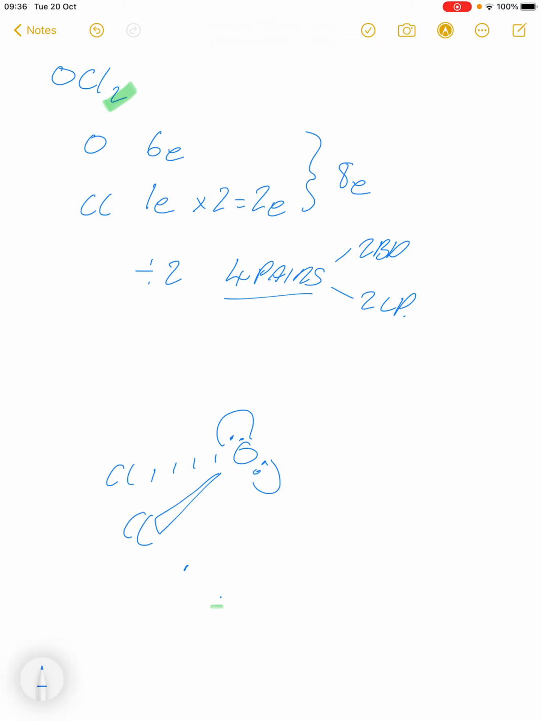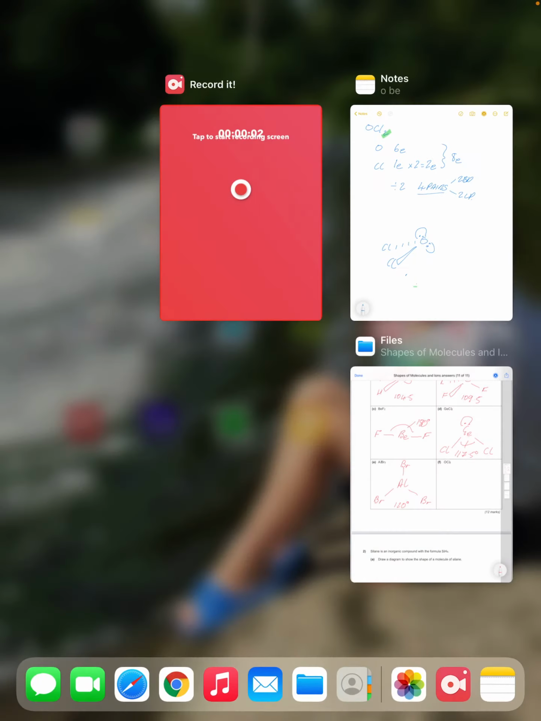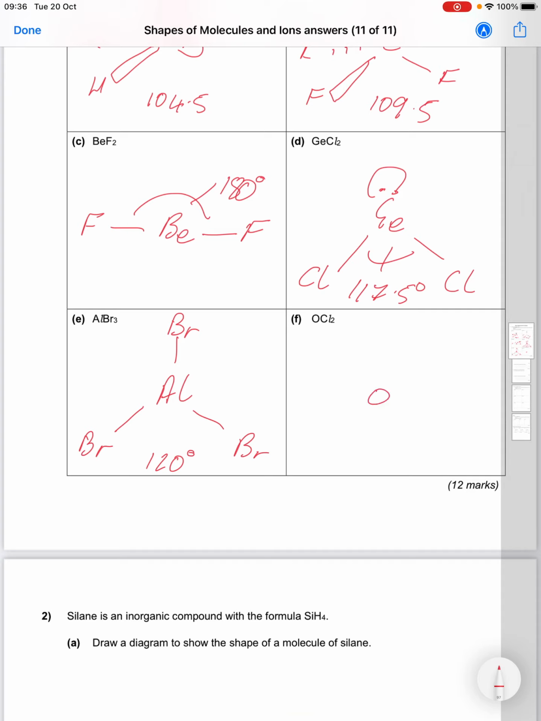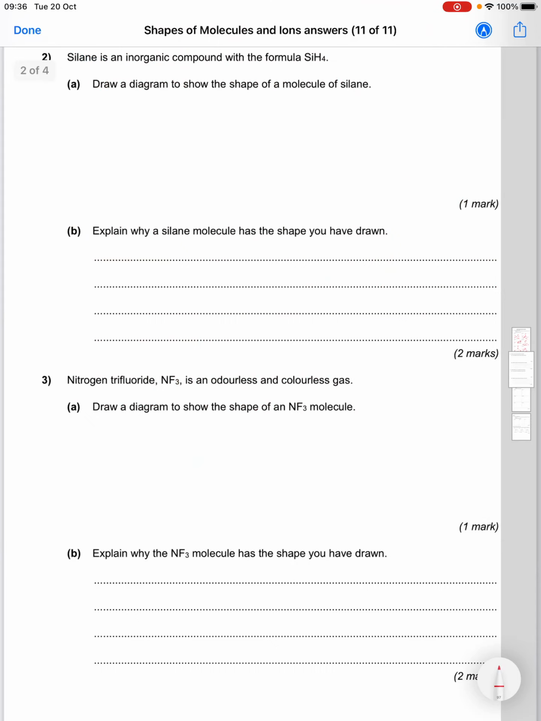And you can see there that that is non-linear, V-shaped or bent, okay? So pop that in here, oxygen with chlorine there, chlorine here, and pairs here and here. The bond angle there is 109.5, take away 2 lots of 2.5, which is 104.5 degrees. So hopefully that's okay. On to the next page.